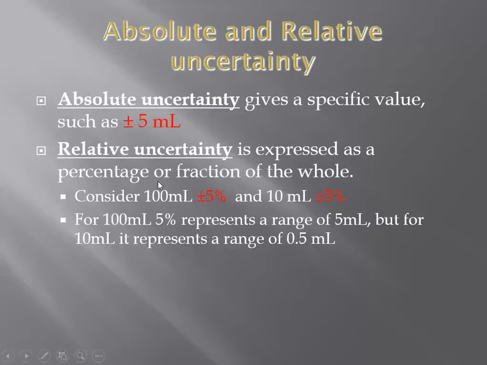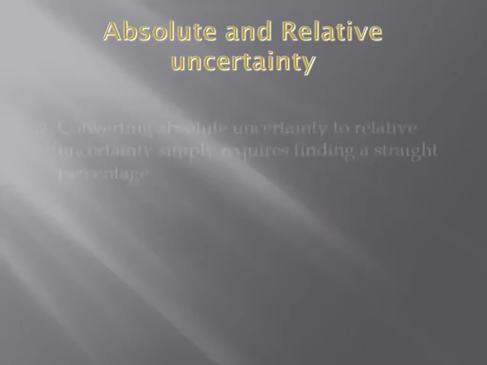For instance, 100 milliliters plus or minus 5%, 10 milliliters plus or minus 5%. This is a relative uncertainty. The actual amount of this uncertainty is relative to how much you're measuring. In 100 milliliters, a 5% uncertainty would represent a range of 5 milliliters because 5 is 5% of 100. But the same relative uncertainty on a 10 milliliter measurement, 5% of 10 milliliters is 0.5. So relative is just expressing something as a fraction of a whole rather than the absolute, which is just the raw number. And in different circumstances, both of these might be useful or important.